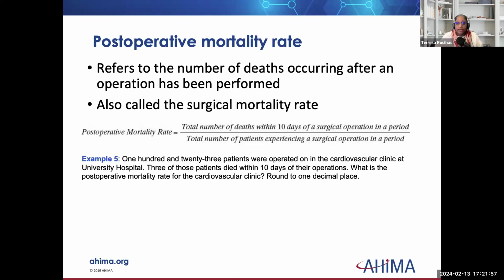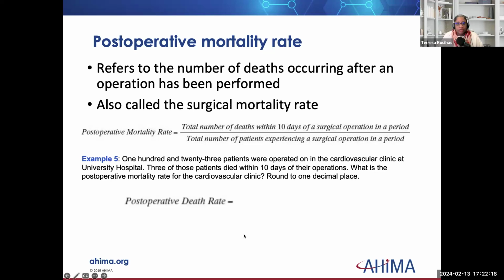Now, the example that we have here: 123 patients were operated on in the cardiovascular clinic at University Hospital. Three of those patients died within 10 days of their operation. What is the post-operative mortality rate for the cardiovascular clinic? Here we are rounding to one decimal place. Okay.